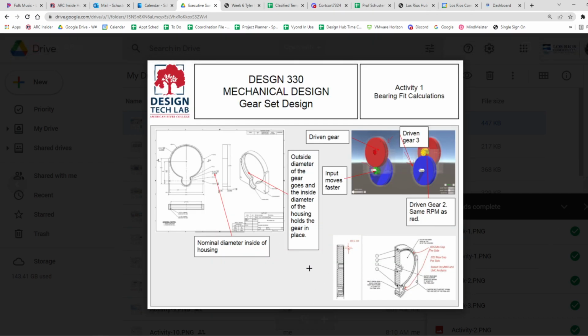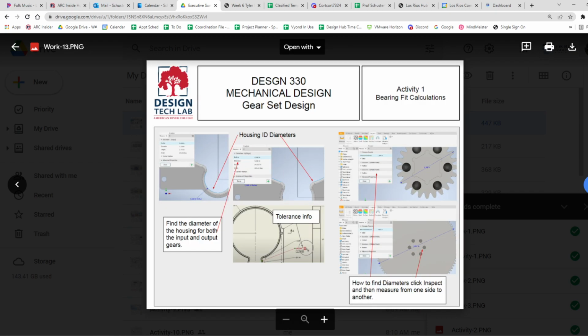Here's one that is a very nice job on a difficult one. This is just explain bearing fit calculations and what they are and why they're important. And so this person looked up a bunch of things and gave some input to them. And so this was a very nice presentation of some work.